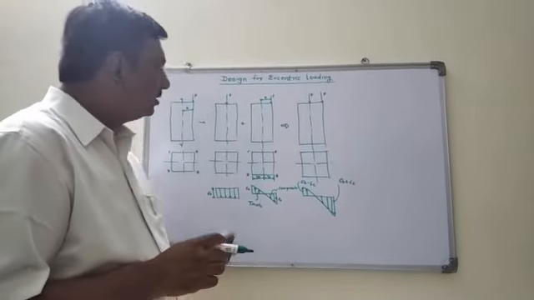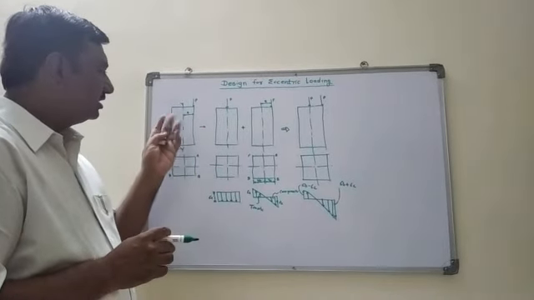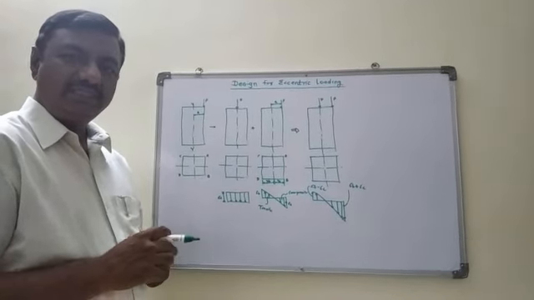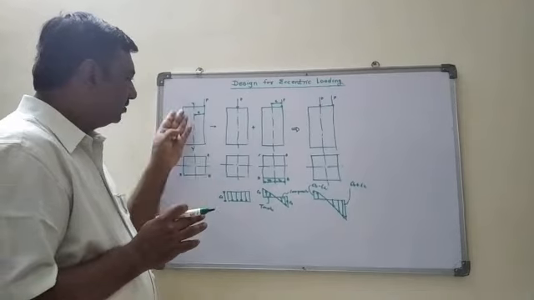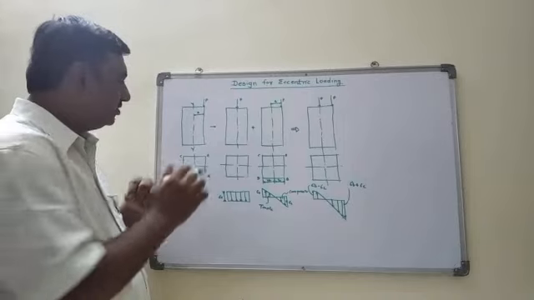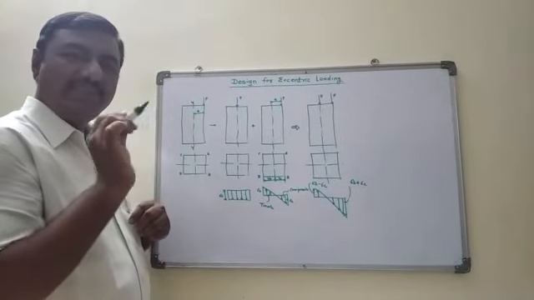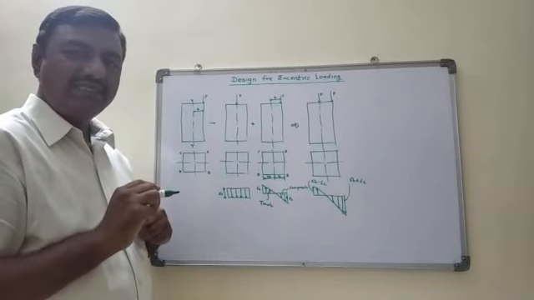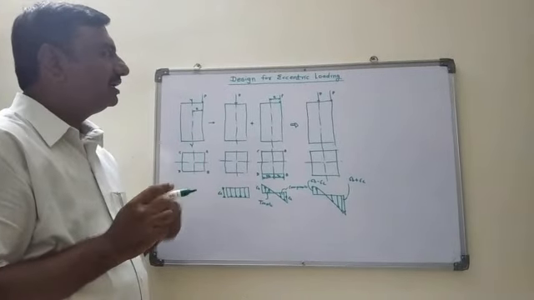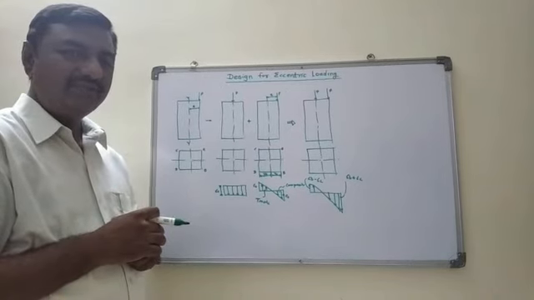So whenever the load axis does not coincide with the centroidal axis, it is parallel but does not coincide with the centroidal axis, and is separated by a distance e, which is called the eccentricity, then this type of design is called design for the eccentric loading. I'll give some examples.